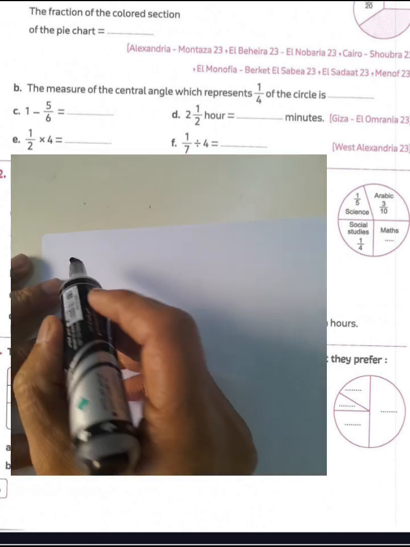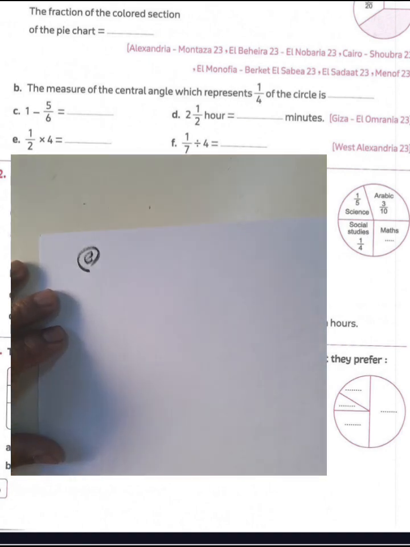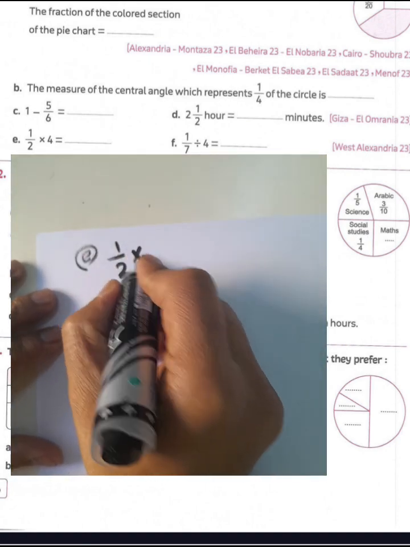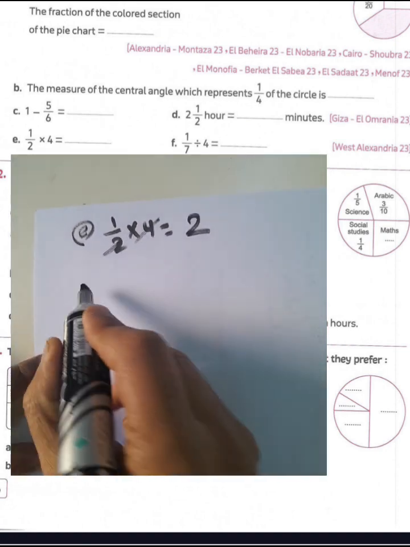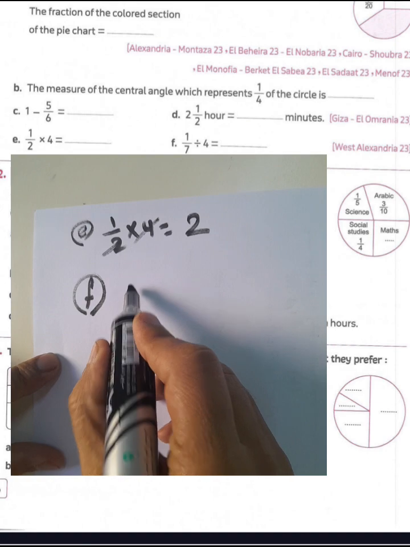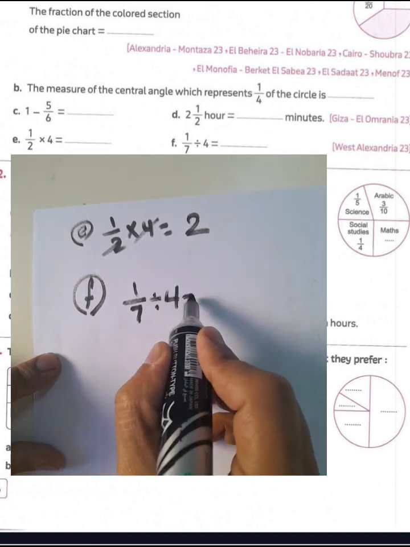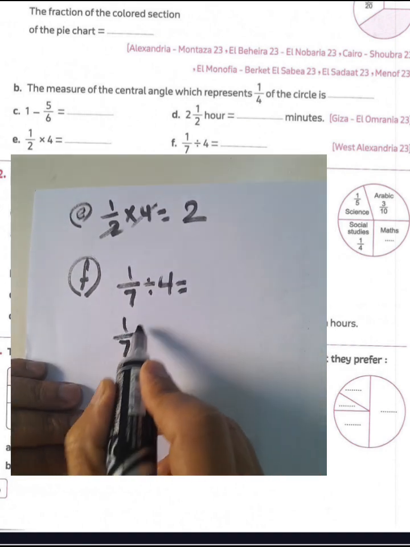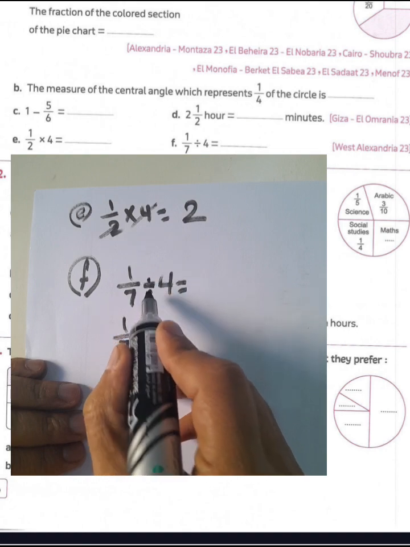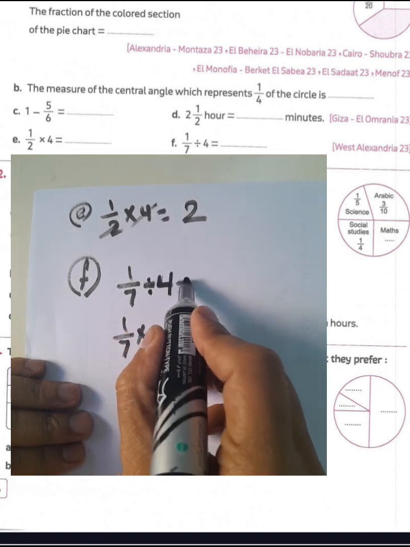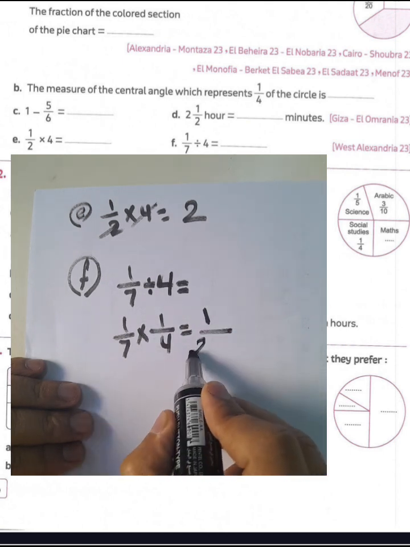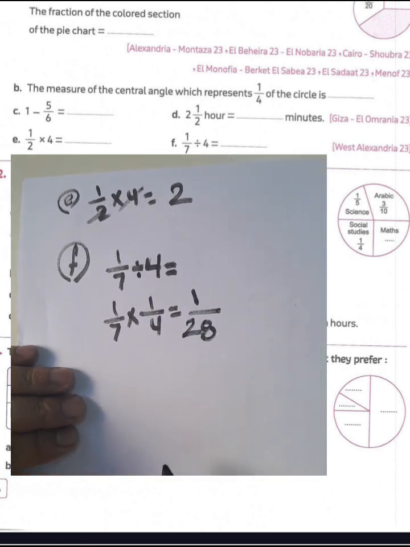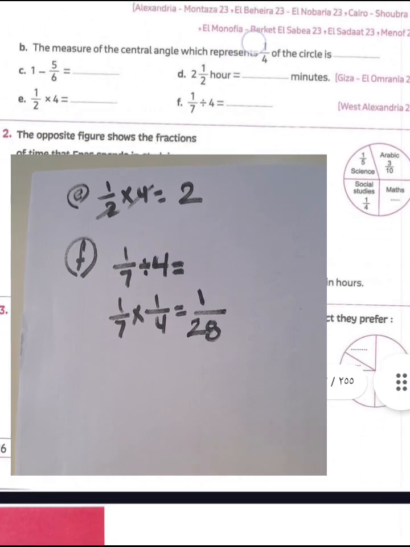Question letter E. Half of 4, it will be equal to. Question letter F. 1 over 7 divided by 4. Write 1 over 7. Convert from division to multiplication, write the inverse of 4, which is 1 over 4. 1 times 1 equals 1, and 4 times 7 equals 28. The result will be 1 over 28.